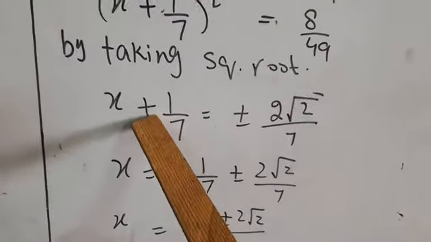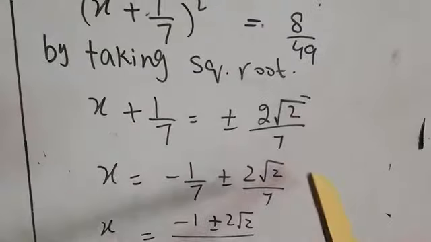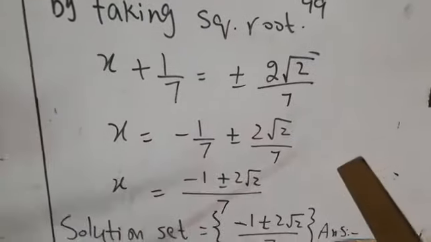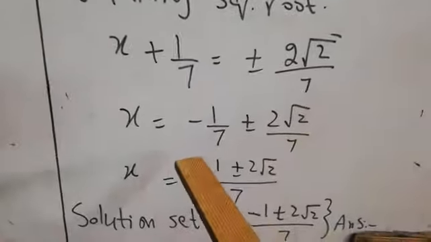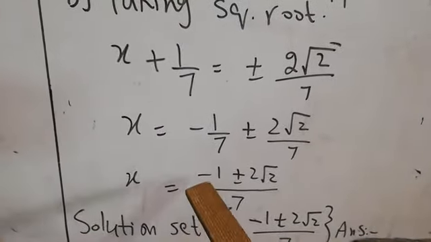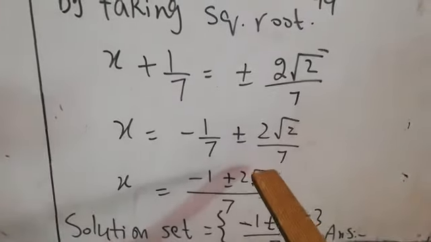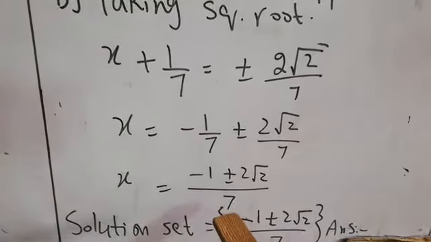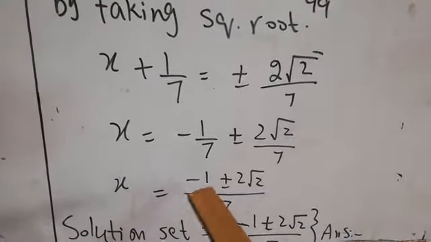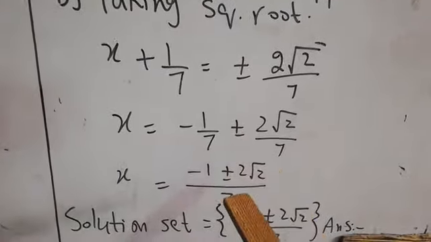Now we will write the inverse of this value, we will move the constant value to the right hand side, and after that we will get the value of x, which is equal to minus 1 plus minus 2 into square root 2, divided by 7. Minus 1 plus minus 2 into square root 2, divided by 7.